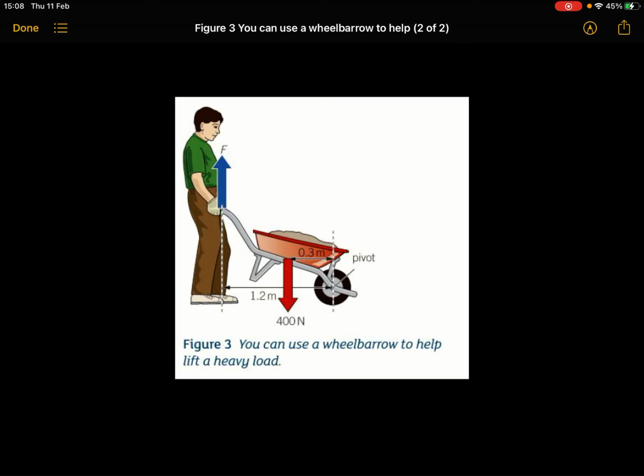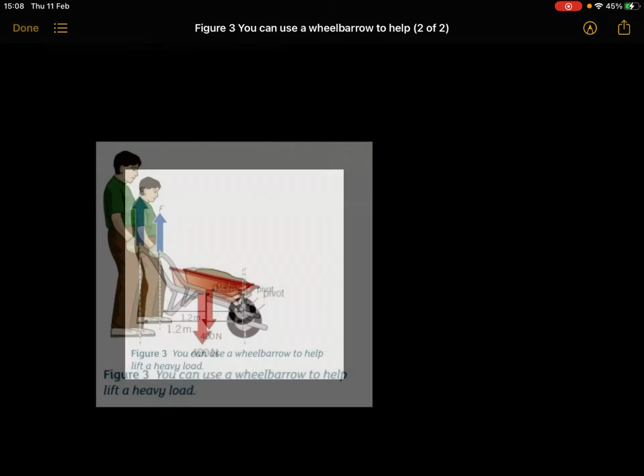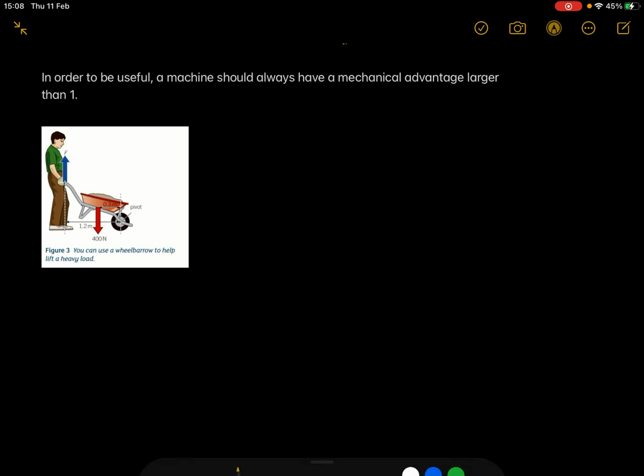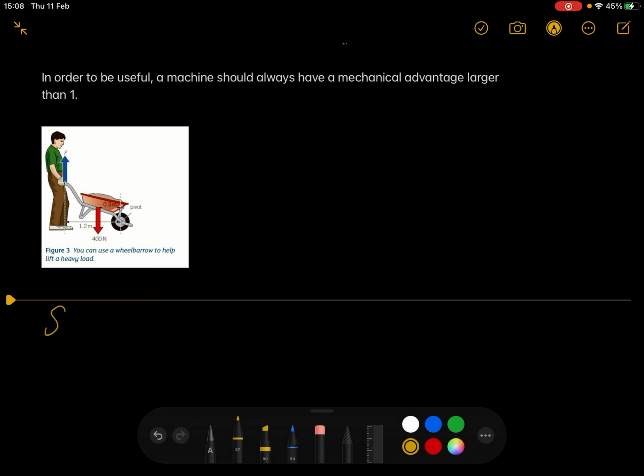So what this question might ask is for you to calculate the mechanical advantage of that wheelbarrow. Now that's going to have to be a 2-stage process. The first thing you're going to need to do is work out the effort force and then work out the mechanical advantage. So I'm going to talk you through how to do it now. So where are we? Step 1. Calculate effort force. Use the principle of moments.